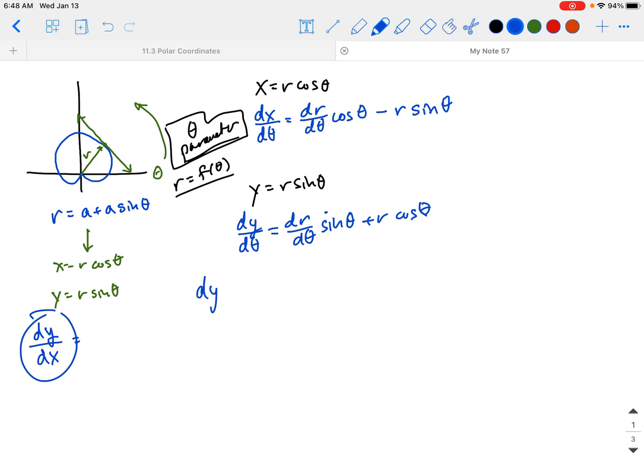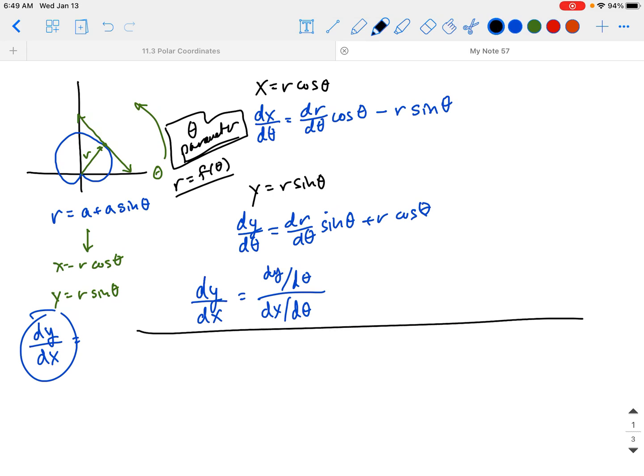Which means that dy dx is equal to dy d theta divided by dx d theta, which are these longer expressions that we're using the product rule for. So that's what we're going to do for slopes.